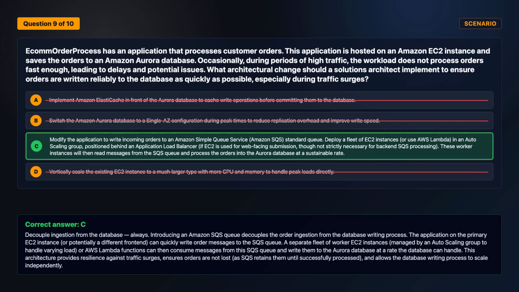The application on the primary EC2 instance, or potentially a different front end, can quickly write order messages to the SQS queue. A separate fleet of worker EC2 instances, managed by an auto-scaling group to handle varying load, or AWS Lambda functions, can then consume messages from this SQS queue and write them to the Aurora database at a rate the database can handle. This architecture provides resilience against traffic surges, ensures orders are not lost, as SQS retains them until successfully processed, and allows the database writing process to scale independently.